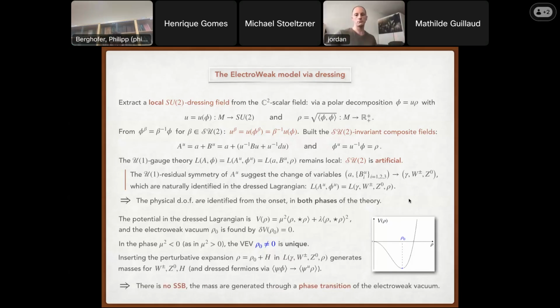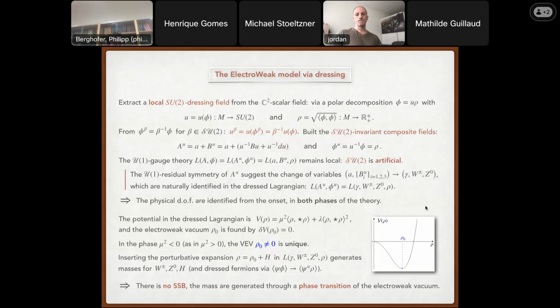So, a nice example of this, and you would expect that it is so because, again, by the very first step in which you are able to build a local dressing field for SU2, you knew that SU2 was artificial. So you know it cannot play any real role in the physics of the model. And indeed, you see that what is really operative in that case is really the non-zero expectation value of the scalar field.